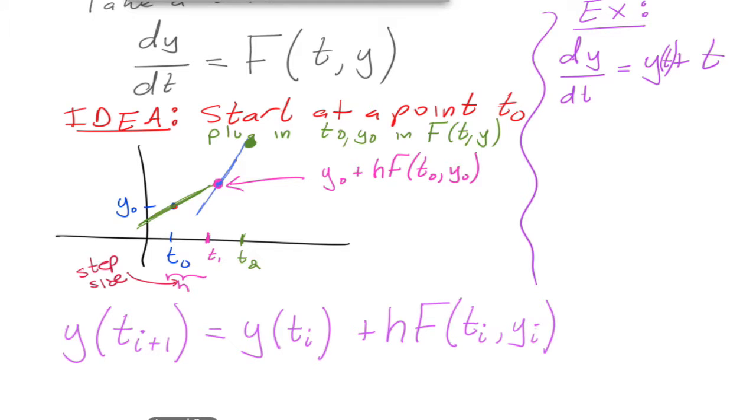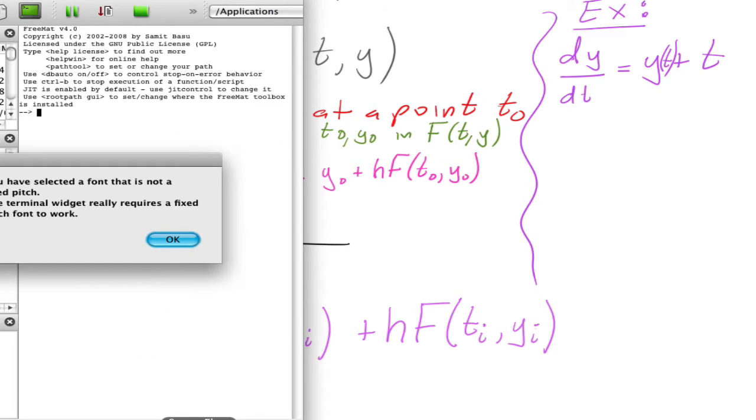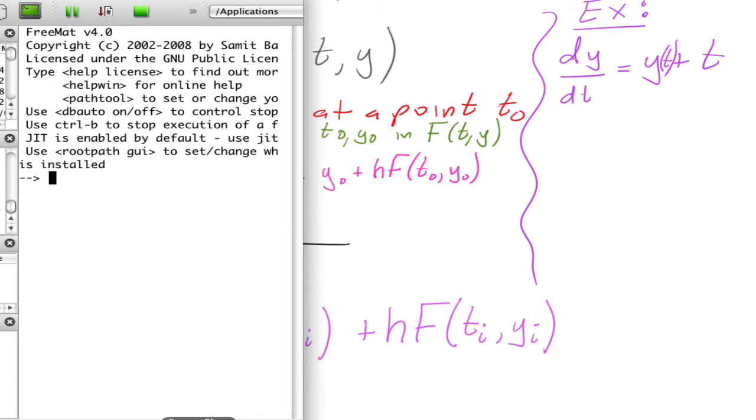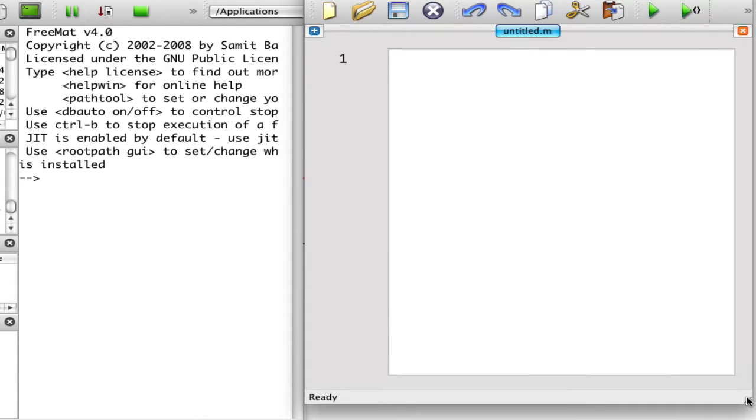So right now, what we're going to do, bam, we're going to bust out a program that'll calculate Euler's method, and after that, we'll plot the solution. Okay, so we're going to solve. Let's write down what we're going to do. We're going to solve the differential equation, dy over dt is equal to y plus t.